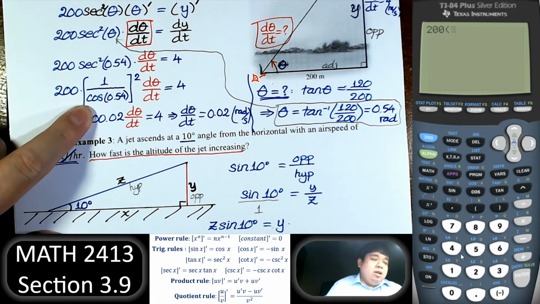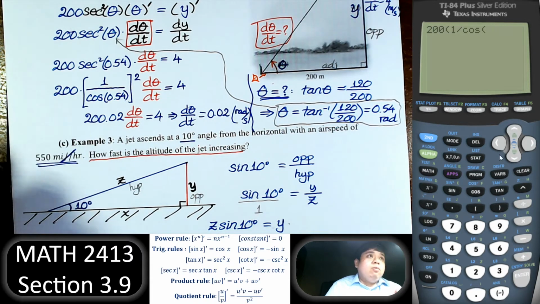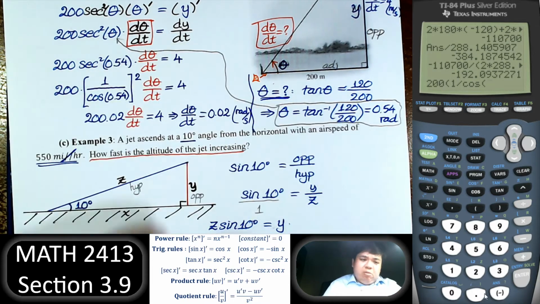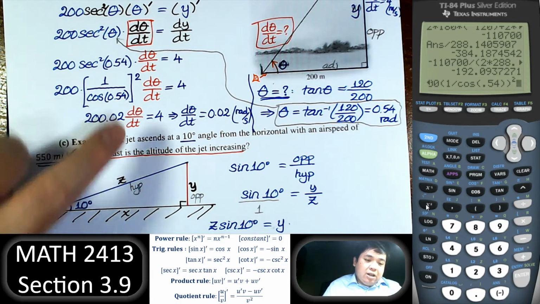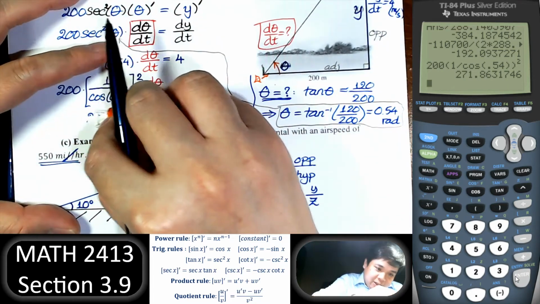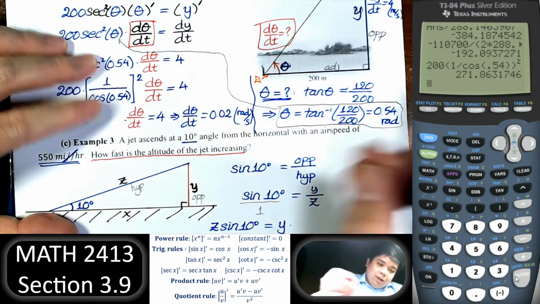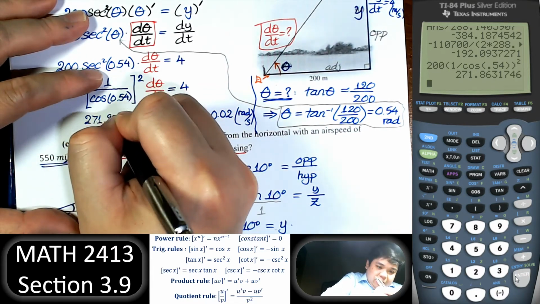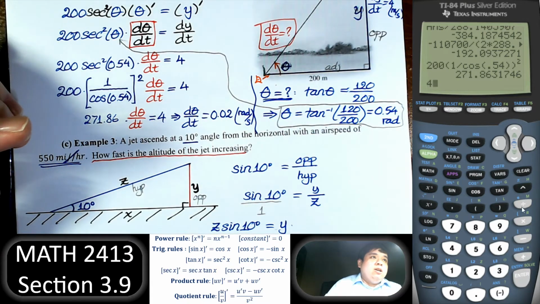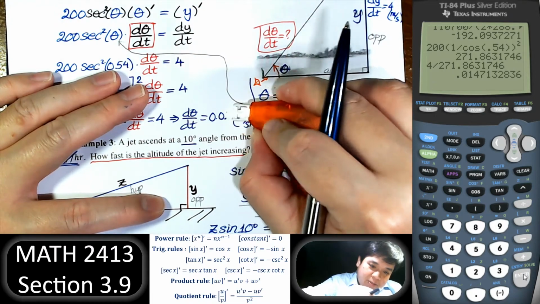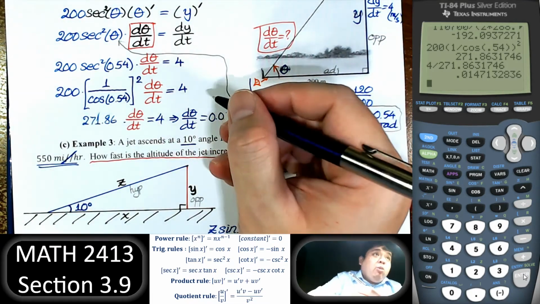200 times 1 divided by cosine of, we still have that number. Oh, I deleted that number. I just say 0.54 then. Square. Right. So that is not 200, that's 271. Yeah. So if this is in gradient, this should be 271.86. And we take 4 divided by that. It's 0.457, so a little off here. Yeah, so it's very important that we enter the correct unit.